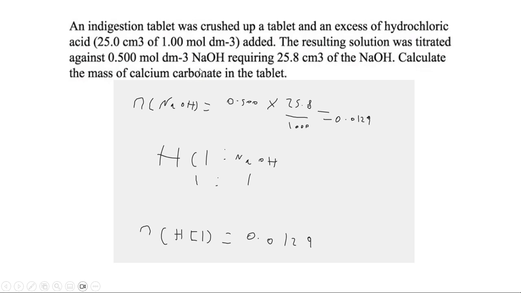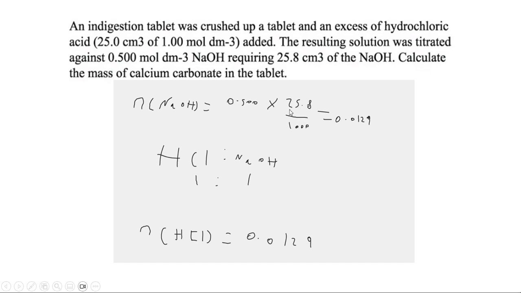That's the easiest thing you can do. So, I've got 25.8 cm cubed of sodium hydroxide. That's a sodium carbonate earlier. Alright, cool. So, sodium hydroxide: you divide the cm cubed by 1000 to get dm cubed.